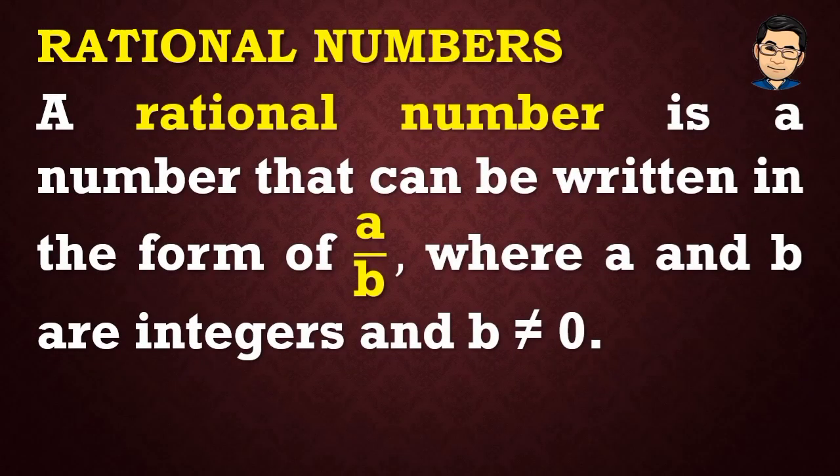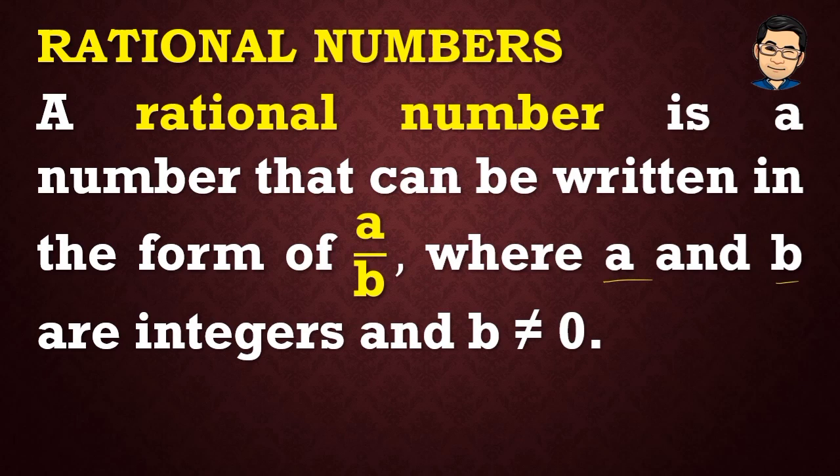A rational number is a number that can be written in the form of a over b, where a and b are integers, and b is not equal to 0. Again, a and b are integers. It can be positive or negative. And b should not be equal to 0, because if the denominator becomes 0, our number will be undefined.